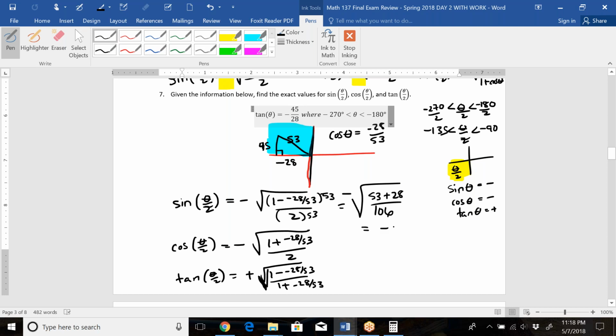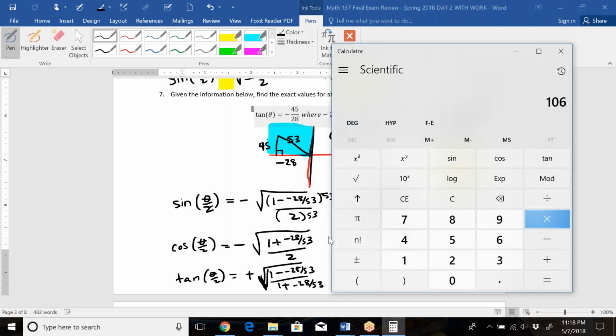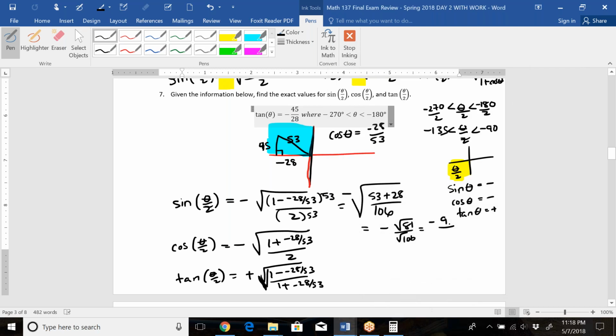So this is negative square root of 81 over square root of 106. Square root of 81 is 9. 106 divided by 2 is 53. Neither one of those is a perfect square, so we're just going to rationalize this. So it's negative 9 square root of 106 over 106.